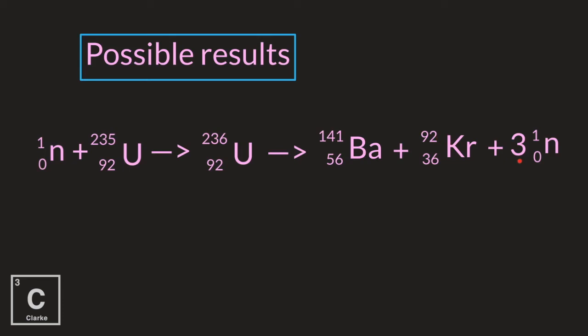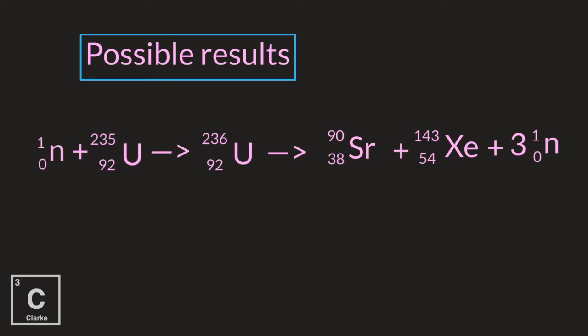There's our 3 neutrons. Now, uranium doesn't always just break up into barium and krypton. It can also break into rubidium-90, cesium-143, but there's our 3 neutrons still. It can also break into strontium-90 and xenon-143, and there's our 3 neutrons still.